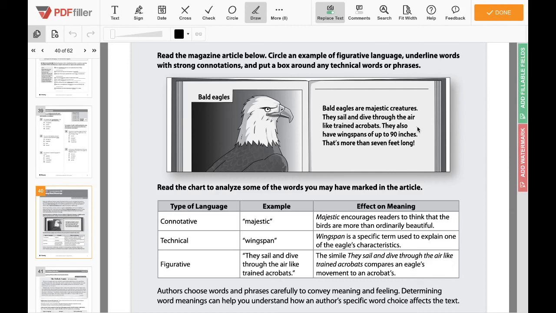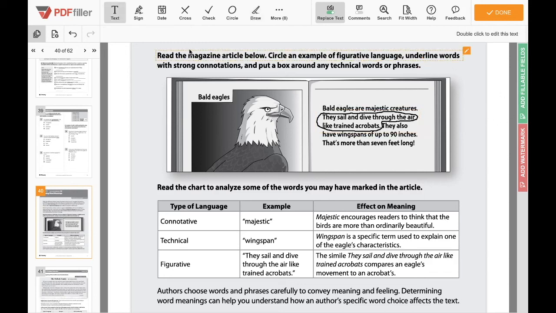They sail and dive through the air like trained acrobats. Now, we're seeing that word like there. We need to make sure that they are comparing it to something that is not what it actually is. They sail and dive through the air like trained acrobats. Are bald eagles trained acrobats? No. So we can go ahead and circle this whole portion here as our single piece of figurative language. They sail and dive through the air like trained acrobats.